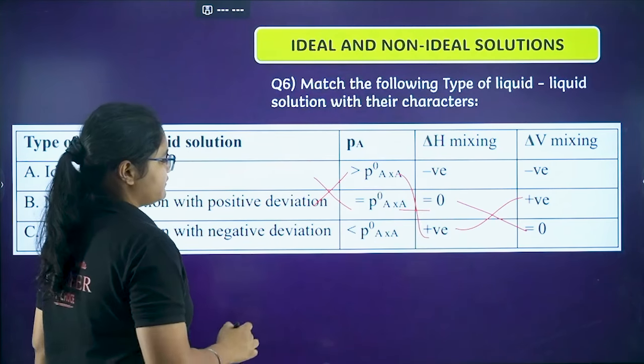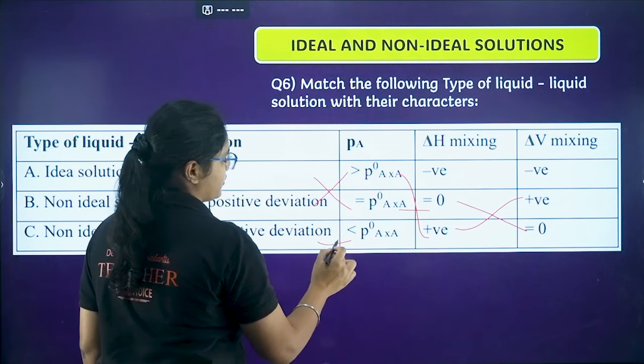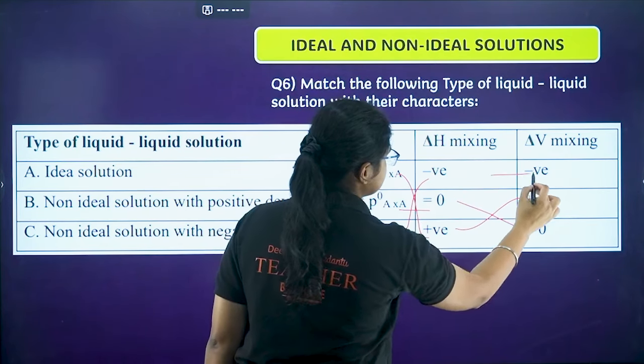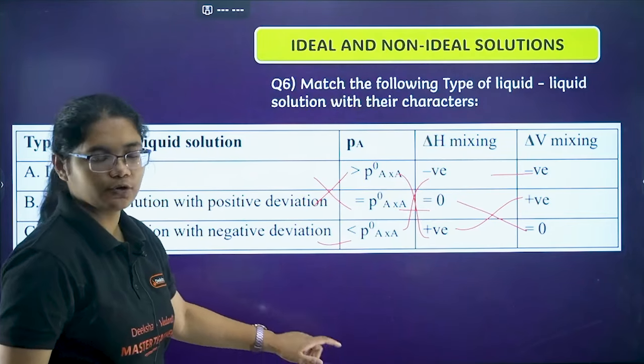Now with a negative deviation, what happens? The total pressure is less than P naught XA, and it has a negative delta H mix and negative delta V mix. Okay.